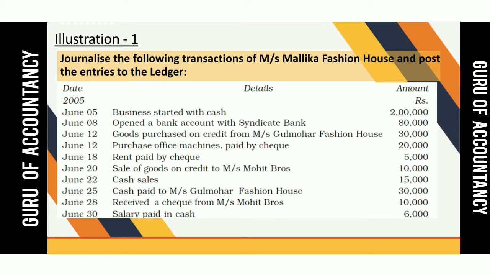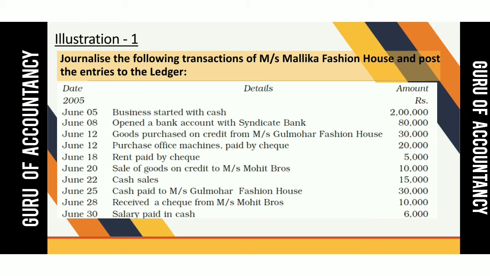Next, sale of goods on credit to Messrs. Mohit Brothers. So here goods are sold on credit. So the entry would be Messrs. Mohit Brothers account debit to sales. Next one, cash sales. Entry would be cash account debit to sales. Cash paid to Messrs. Gulmohar Fashion House. So here Messrs. Gulmohar Fashion House account debit to cash.